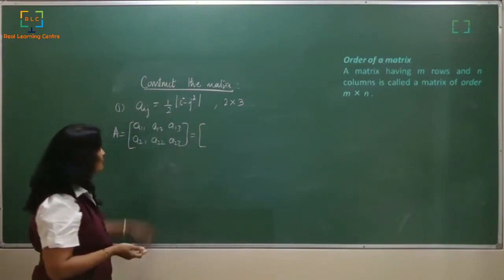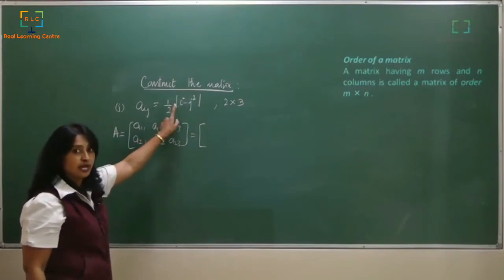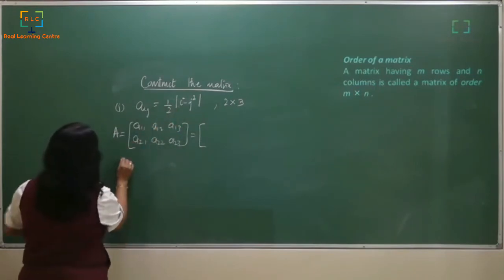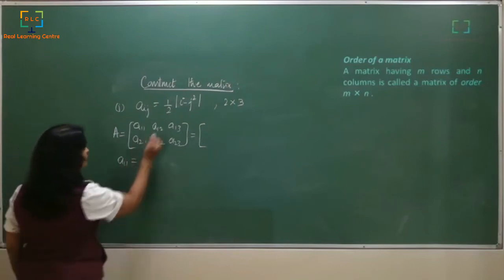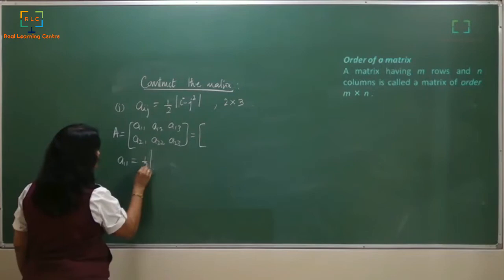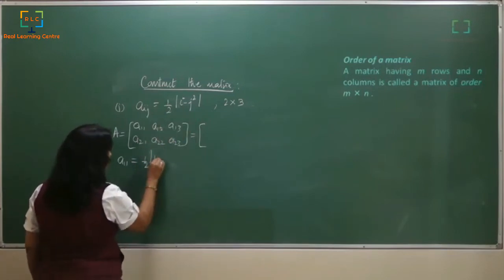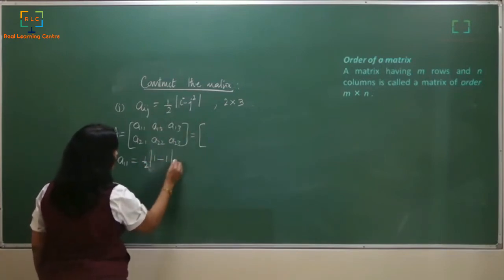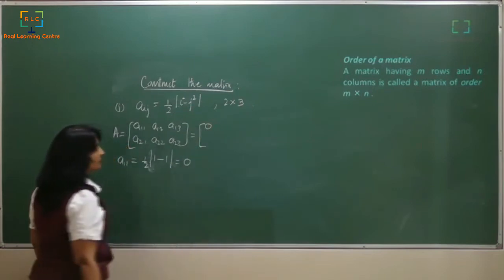Now for this, how do I construct the matrix? How do I get my elements? It is because of this definition. So I'll go there. What is A11? A11 will be equal to half of modulus of i is 1 minus j square is 1, which is equal to 0. So the first element is 0.